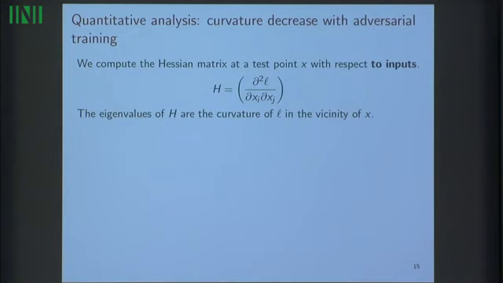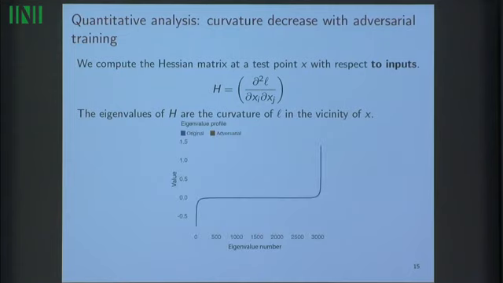which basically tell you information about the curvature at the data point x. And this is basically the curvature. So we are working on CIFAR. CIFAR is a 3,000 dimensional problem, so you get 3,000 eigenvalues. This is the curvature, the eigenvalues of the Hessians, before adversarial training, so with an original training, and this is after adversarial training.